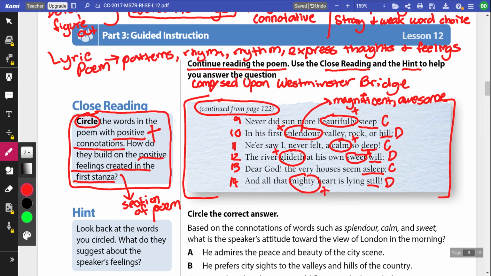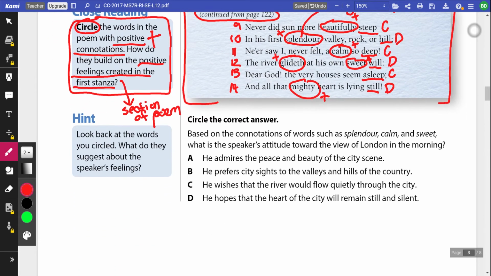So now that we have circled the words that have positive connotation, we're going to go ahead and move on down to our question. And we have to circle the correct answer. So pretty simple, right? But before we look at the question, let's look at our hint, because when we have a hint, it's going to make sure that we know a few things that are going to help us answer the question. So we have to look back at the words that we circled. What do they suggest about the speaker's feelings? So we've got to decide how those positive words make us think that the speaker feels.